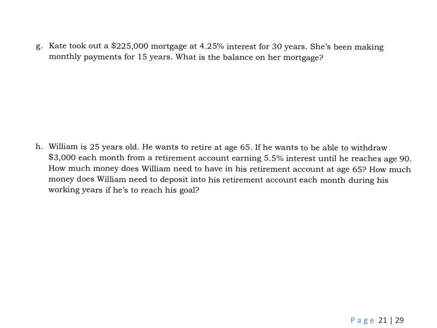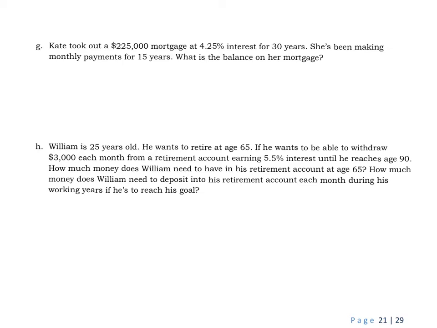Finance example 26G. Kate took out a $225,000 mortgage at 4.25% interest for 30 years. She's been making monthly payments for 15 years. What is the balance of her mortgage? Well, this sounds like we will need our loan formula, but it also sounds like a remaining balance problem. So the first thing we have to do is figure out what her monthly payment was.